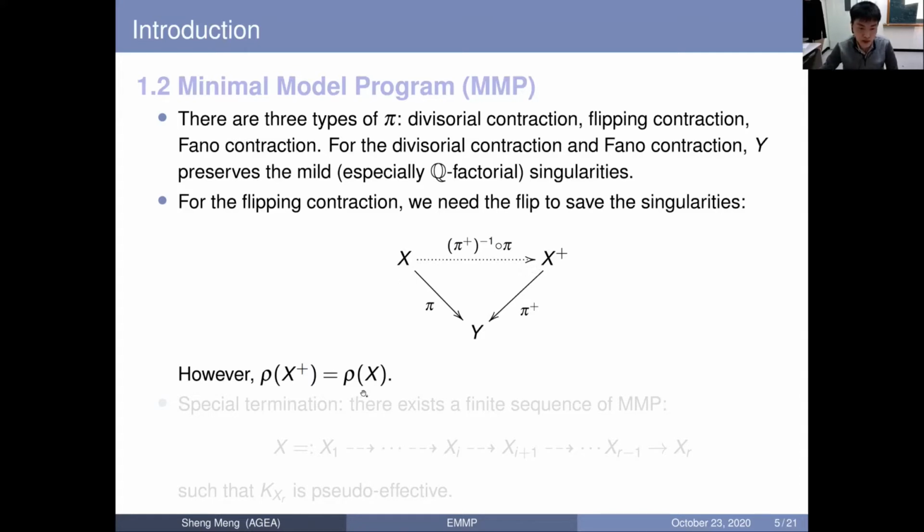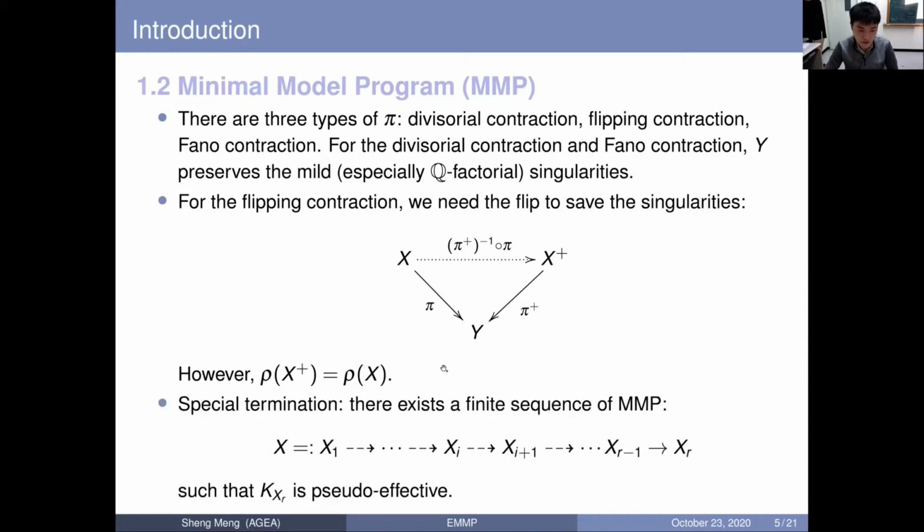So this comes up to a natural hard conjecture about the termination of flips, which is known only in dimension 3. However, with the result of BCHM, with the special termination, we can find a very special finite sequence of MMP involving two types of contraction, divisorial and fiber, and the flips, such that the end product X_R has a pseudo-effective canonical divisor. Here we don't require the end product to have the nef divisor.